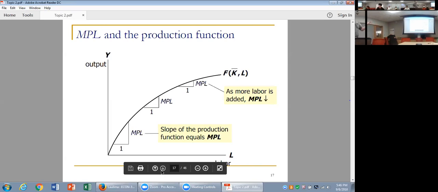And you can see here it's getting flatter and flatter and flatter. The story here is that the workers are becoming crowded around those units of capital. What about at the factory?